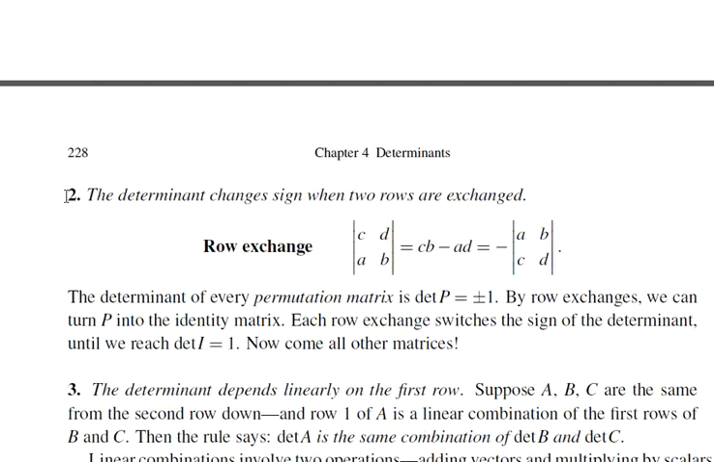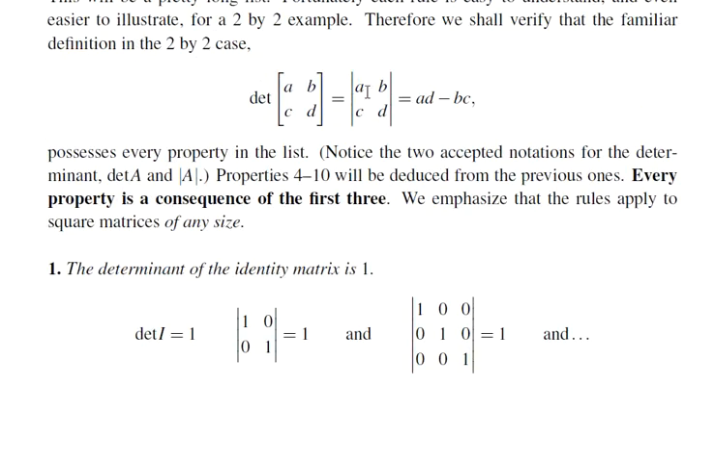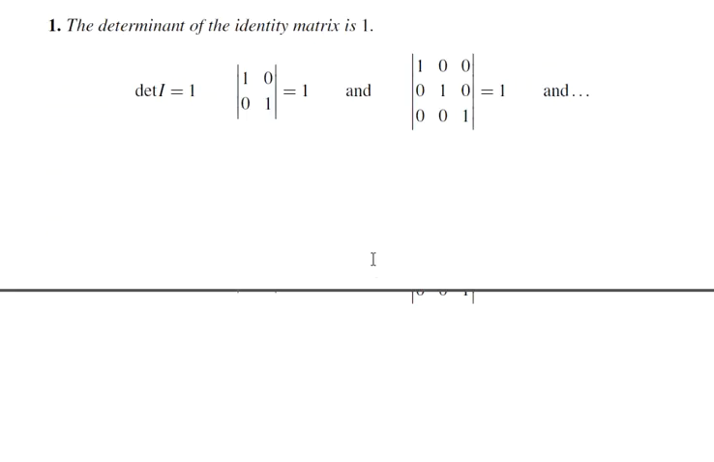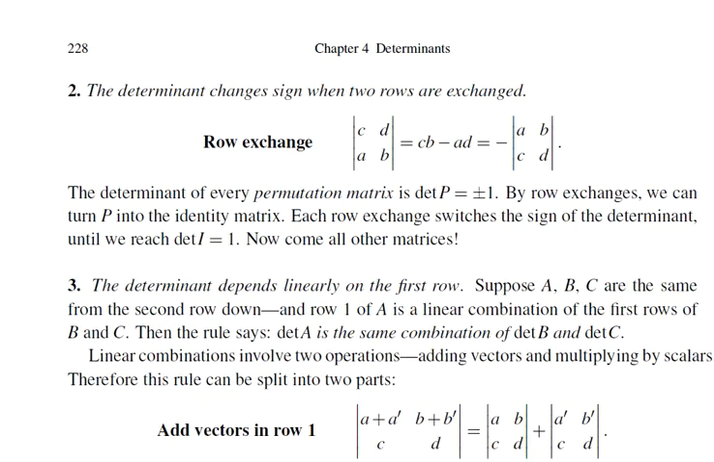And the second one is that the determinant changes sign when two rows are exchanged. Let's say our determinant is given by A, B, C, D. If we exchange these two rows, so that the second one becomes first and the first one becomes second, the value will become CB minus AD. So to give the same value of the determinant, its sign will be changed. So this is the most important property of determinants.